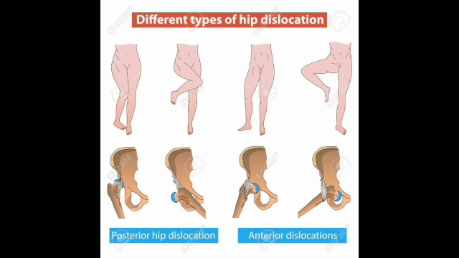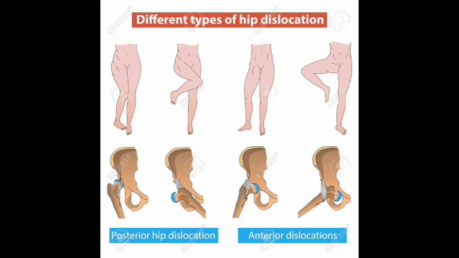Physical exam. For posterior hip dislocation, which is 90%, the hip pain with a leg shortened, internally rotated, and adducted with hip and knee slightly flexed. So, physical exam, the posterior dislocation is hip pain with shortened leg, internally rotated, and adducted. Anterior may be externally rotated and abducted.